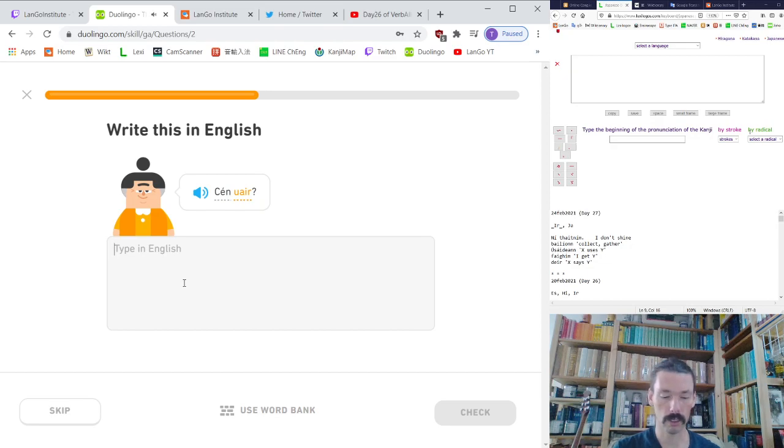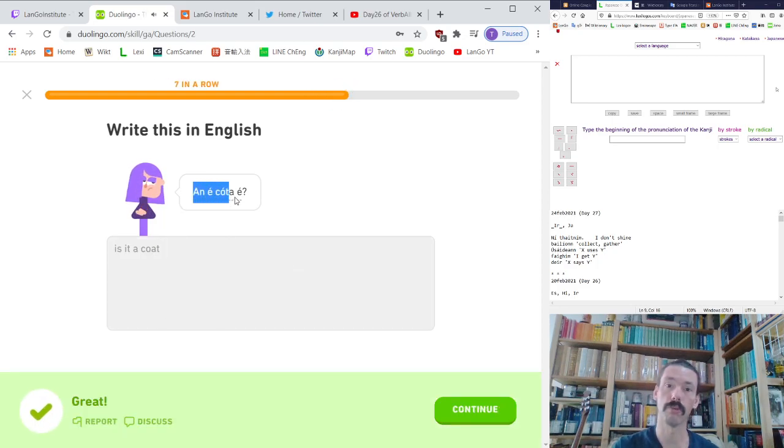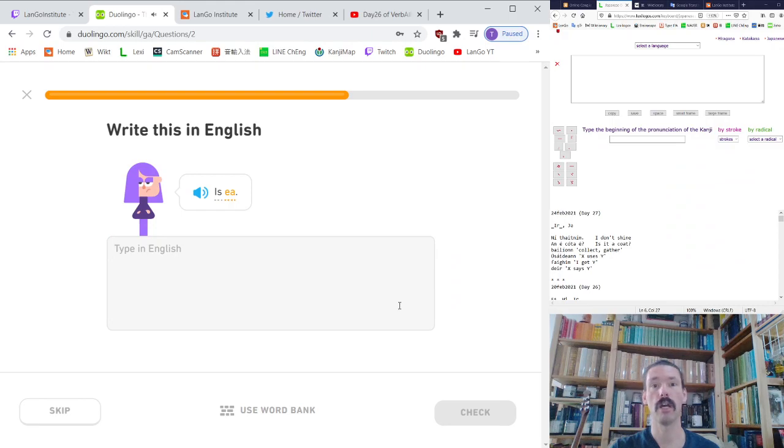Cén t-am. Cén t-am, what time? An cóta é? Is it a coat? Interesting structure with a double pronoun there. I quite like that. An cóta é? Is it a coat? Is ea. It is. Or just yes. Níl capall agam. Níl is a fusion, not exist, not be. A horse to me. I don't have a horse.